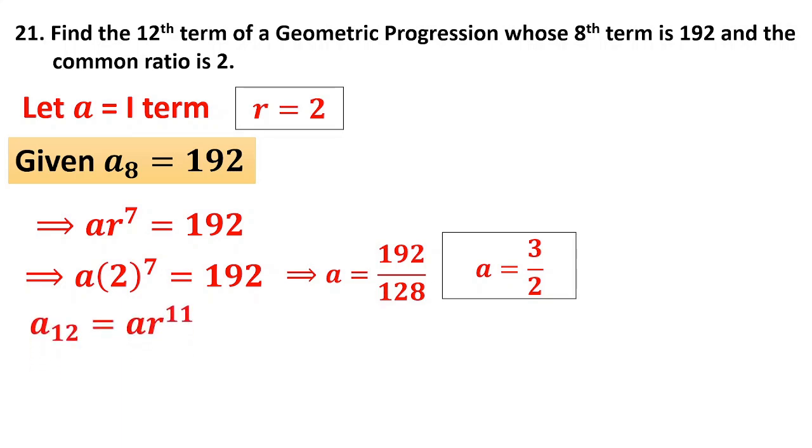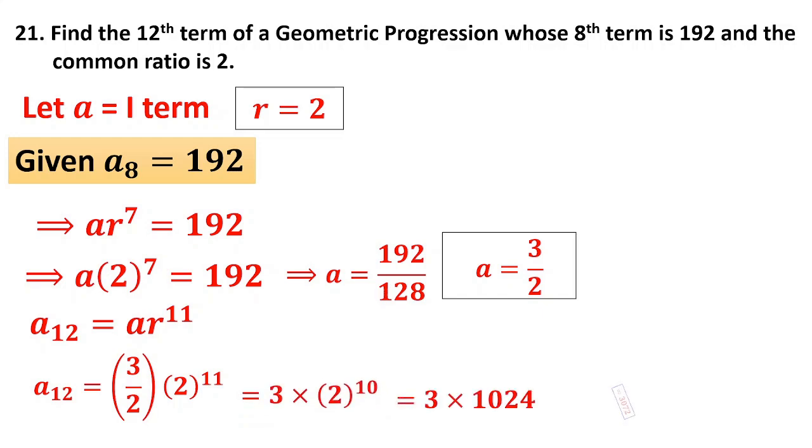We want A12. It is A into R power 11. 3 by 2 into 2 power 11. 2 and 2 power 1 will get cancelled. 3 into 2 power 10. 2 power 10, all of you know it is 1024. Therefore, the answer is 3072.